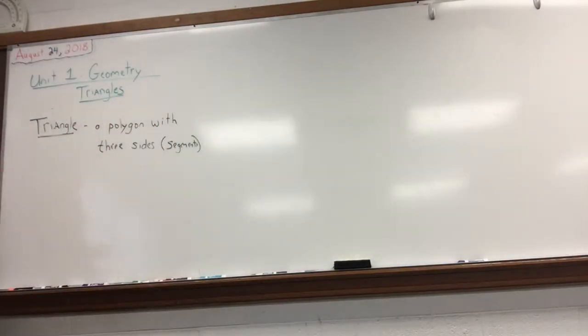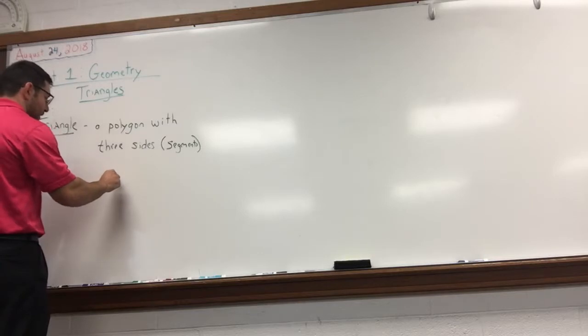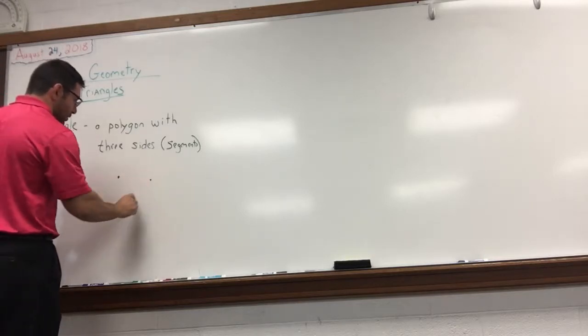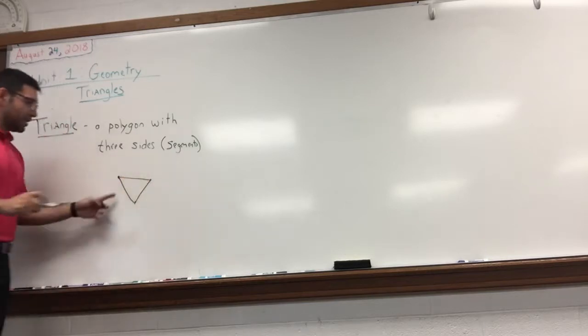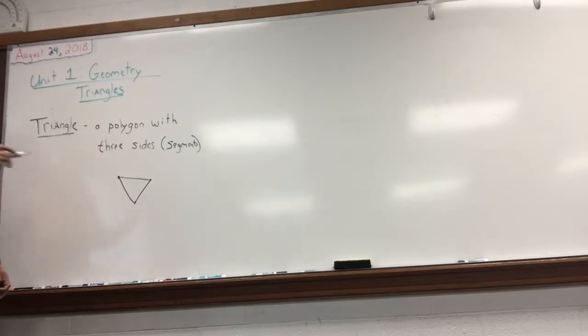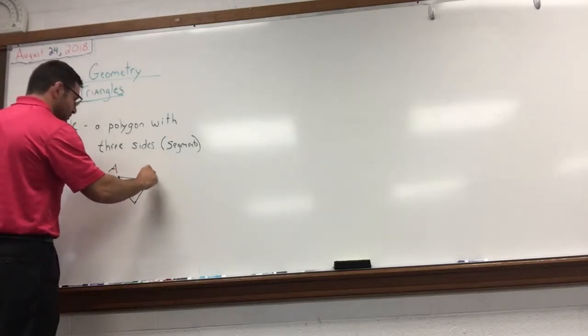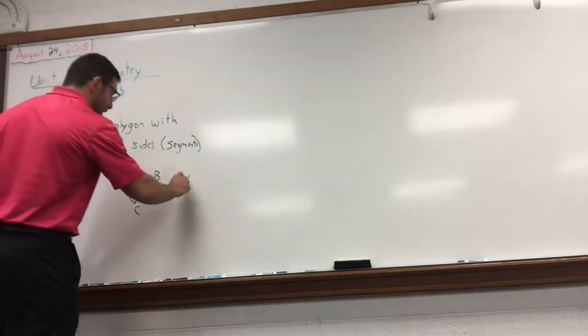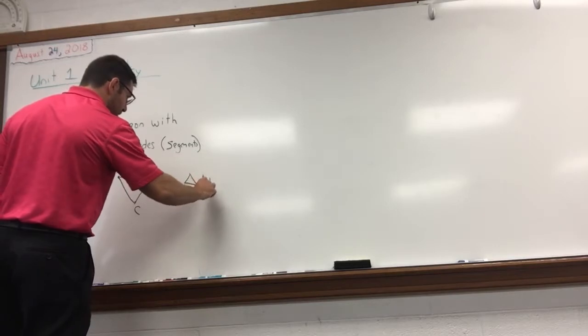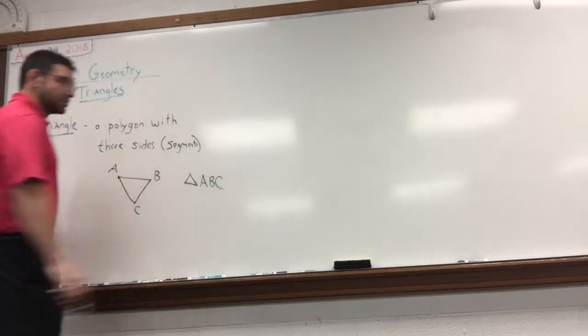Now, a polygon, here's what you have to understand about a polygon. They never intersect. They never overlap. So here's 3 points. They're straight lines, because that's what a segment is, that never overlaps. It doesn't crisscross. So I could name this figure triangle ABC.